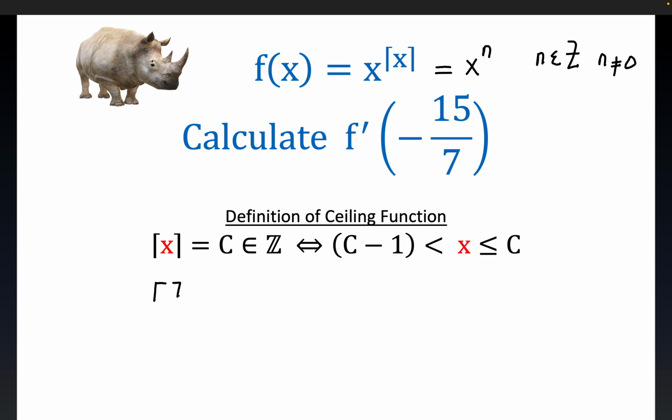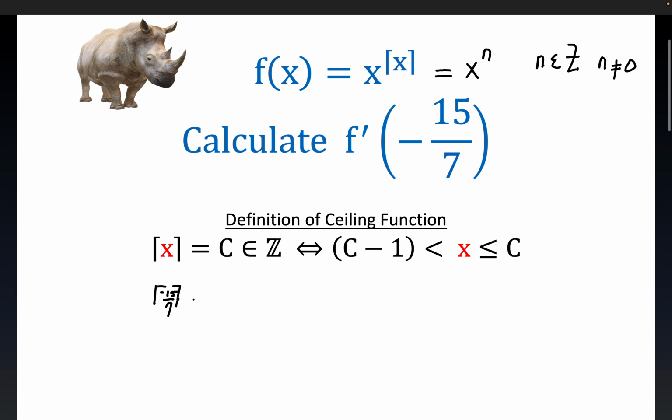maybe just the number that we're interested in right here. Minus 15 over 7, the ceiling of minus 15 over 7. I trapped myself here a little bit, but that's minus 15 over 7, which is the number I chose right here. Now notice that the ceiling here, if this were the ceiling of 15 over 7, the answer would be 3, but it's going to be negative 2.